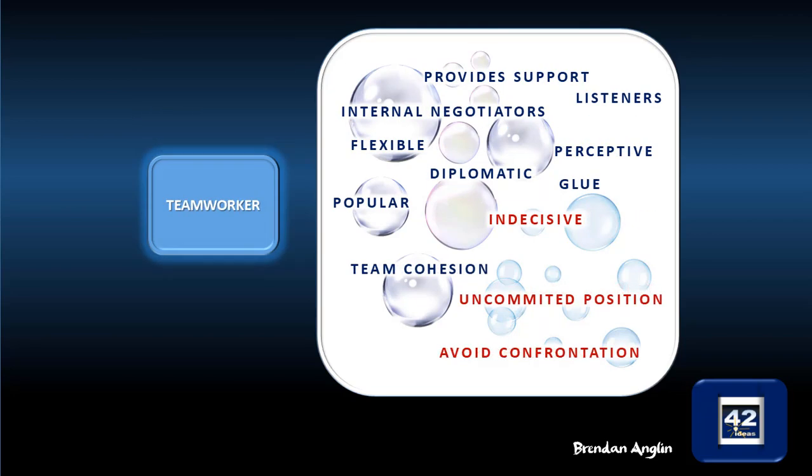The second area here is the team worker. The team worker provides support to other people. They're very good internal negotiators in terms of getting people to work together on the team. They're good listeners, they're flexible, they're diplomatic, they're popular within the team. They're perceptive when it comes to other people's problems. They're good at creating team cohesion. That's why we call them the glue that holds the team together. The negative elements of the team worker role are that sometimes they can be indecisive or have uncommitted positions, that they prefer not to commit to one position or another, and they avoid confrontation.